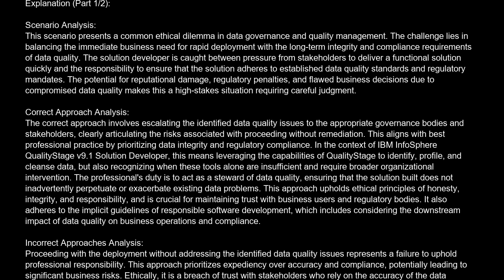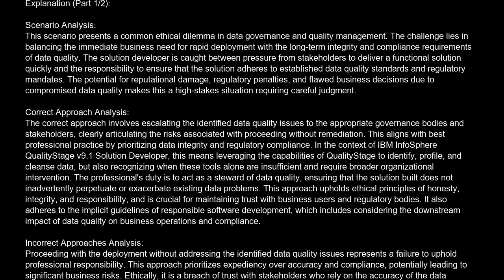This approach upholds ethical principles of honesty, integrity, and responsibility, and is crucial for maintaining trust with business users and regulatory bodies. It also adheres to the implicit guidelines of responsible software development, which includes considering the downstream impact of data quality on business operations and compliance.